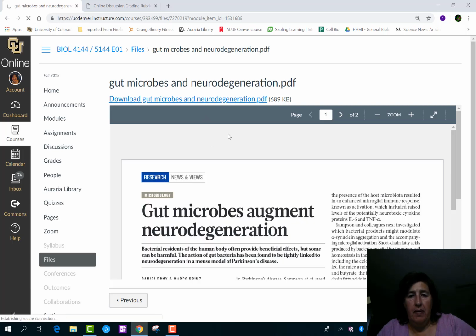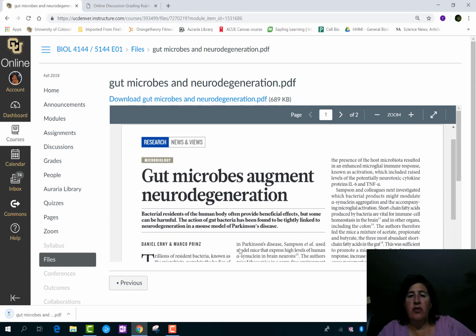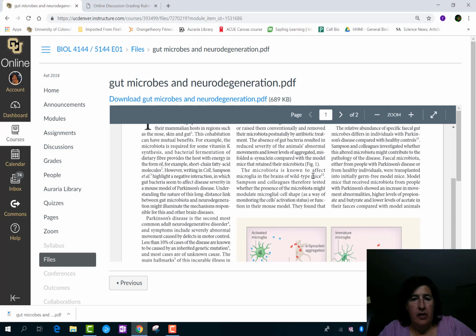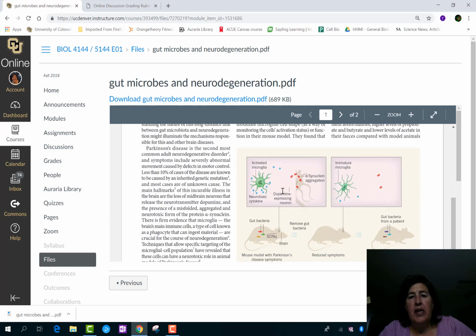Okay, so you see, you don't have to do this fancy 3-column format, but they've got a cool article title, Gut Microbes Augment Neurodegeneration. And then they have this little lead here. And then they talk about the paper, they refer to the figure, and in this case, the news and views articles, they make a figure that illustrates an important concept.